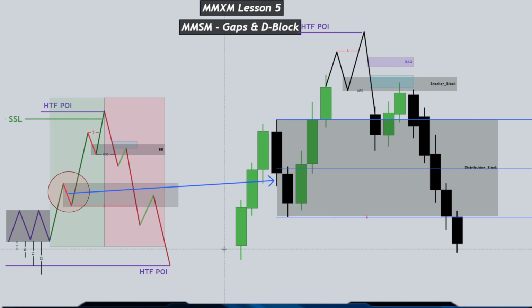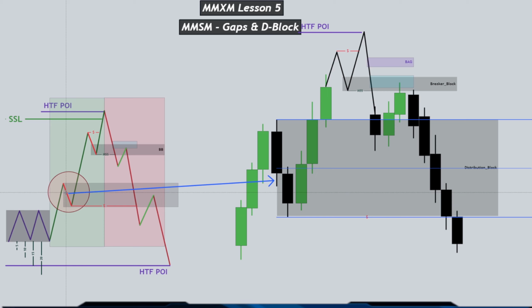Now ICT has defined it as the mitigation block. However, since Ali Khan claimed it pretty loudly and clearly that it's his finding, I'm going to stick with the distribution block and the accumulation block. But however you are looking into it, the information will be the important part here. I don't want any sort of controversy or any sort of correction, because I don't need the name to look into what I'm looking for. I need the information and knowledge. They are the keys. So let's talk about the distribution block.